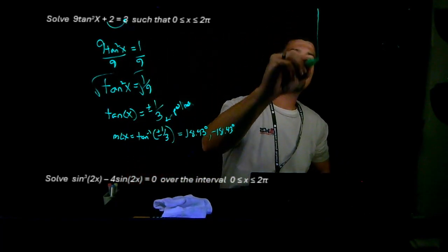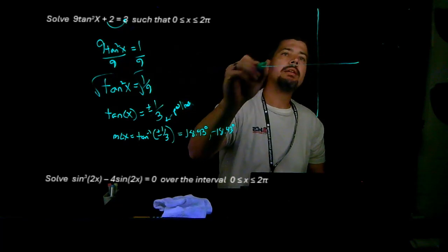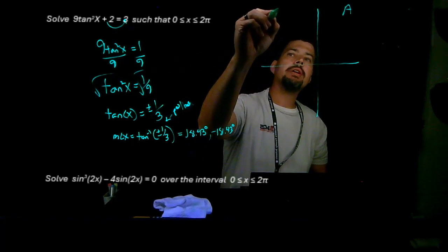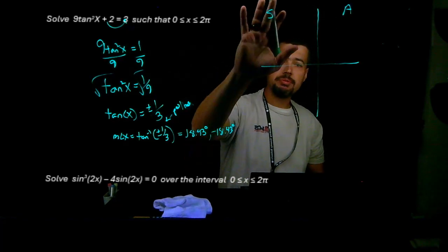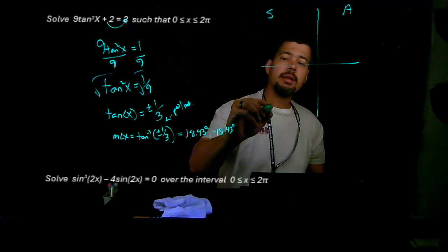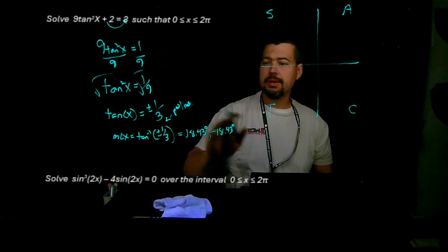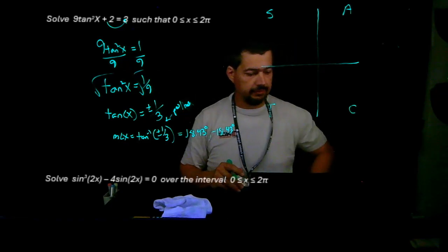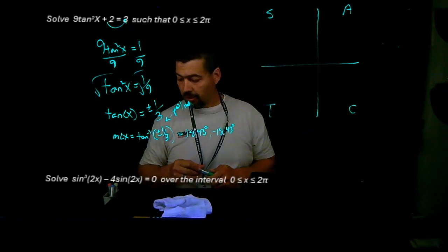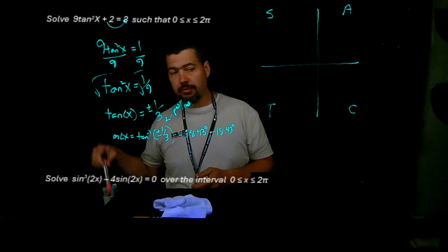And I've got to think about the old acronym ASTC. All trig ratios positive, sine and cosecant positive, which means tangent's negative, but it's there. Tangent's positive, I've got a positive number. Cosine's positive, tangent's negative, but I've got a negative. These angles exist in all four quadrants. Like I said, there's going to be four answers to this thing.